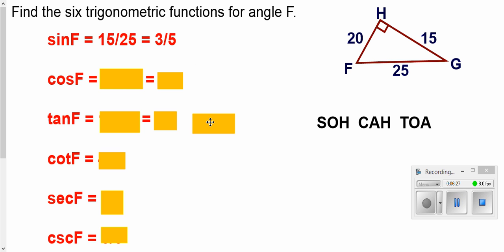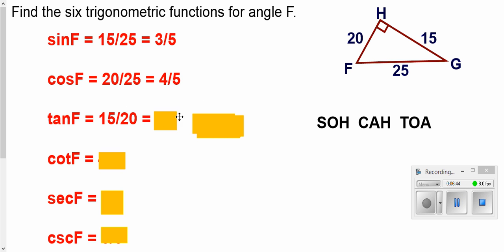and so it reduces down to 3/5. Cosine of F, we'll go to F, we'll do adjacent to F, which is 20, over our hypotenuse, which is 25. That reduces down. We'll do our tangent of F, our opposite of 15 over our adjacent of 20, and then we'll reduce that down.